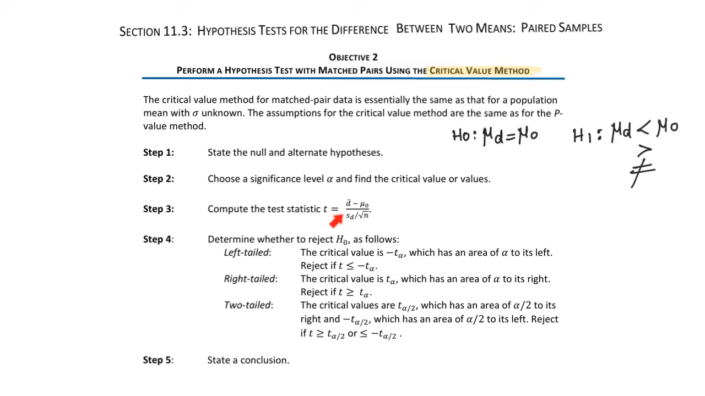Then compute the test statistic. Then compare the test statistic with the critical value. And depending on whether it is left tail, right tail or two tail, we can use this condition to decide whether we should reject the null hypothesis or not. And then state a conclusion.